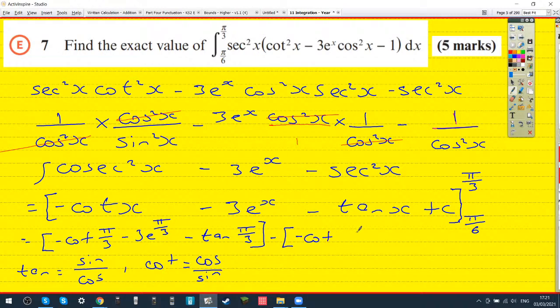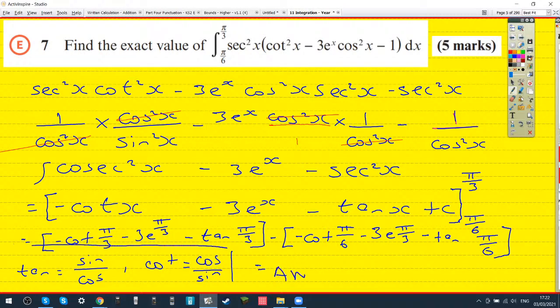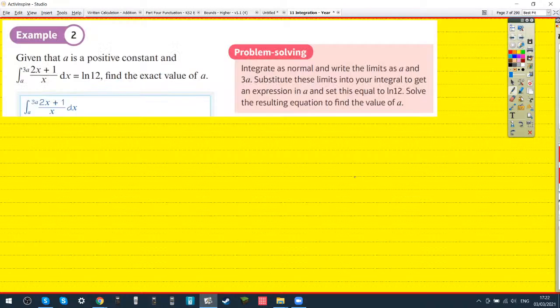How would you put cot pi over 3 into your calculator? 1 over tan of pi over 3. Minus tan pi over 6. And you have to put them all in separately to get the exact value. I think you're okay for the last part? Yeah. Right, let's see. So that was bananas.